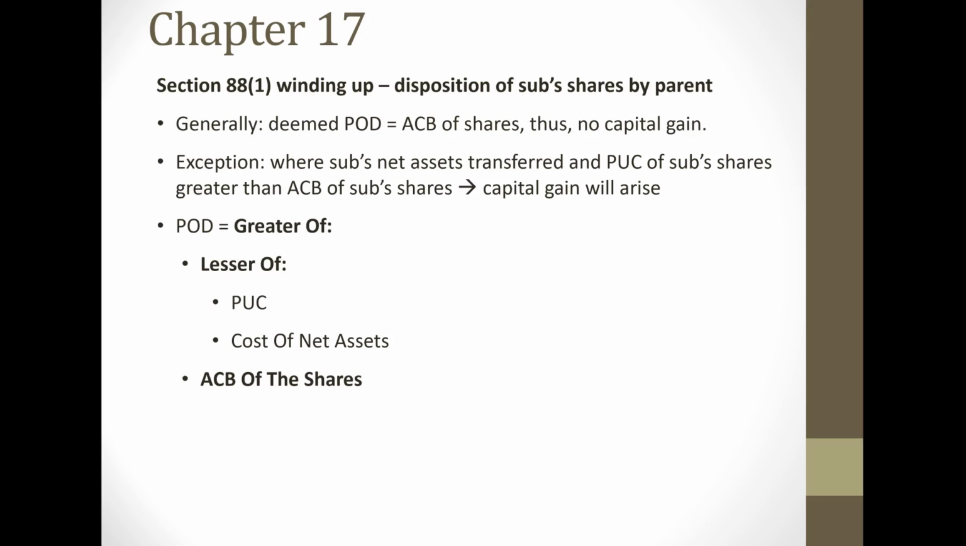So the proceeds of disposition can be restated as the greater of two amounts. The first amount is the lesser of the PUC of the subsidiary shares and the sub's net assets that are transferred at the wind up. So that's the lesser of those two amounts. That's the first criteria, but it's the greater of that amount and the ACB of the shares. So once again, both the PUC and the cost of the net assets must be greater than the ACB of the subsidiary shares in order for a capital gain to arise.